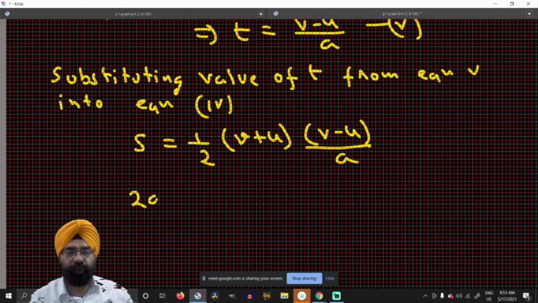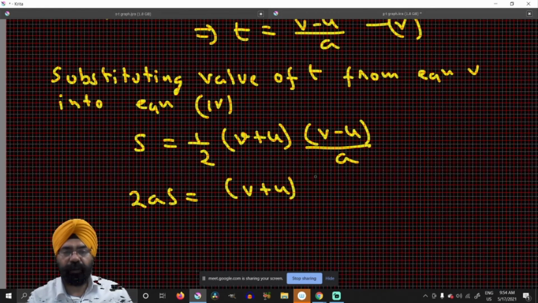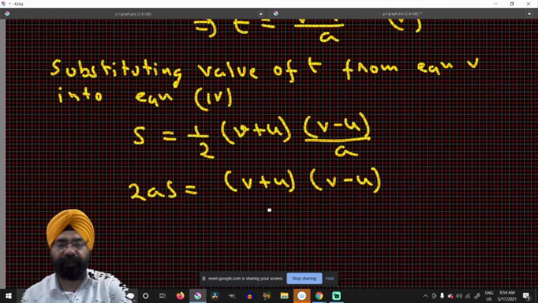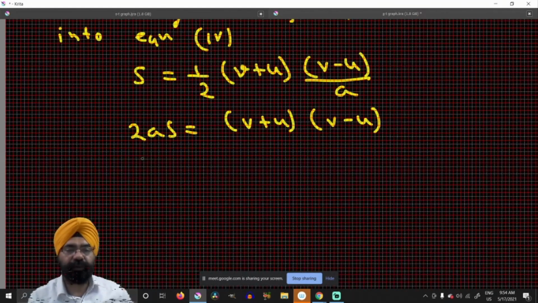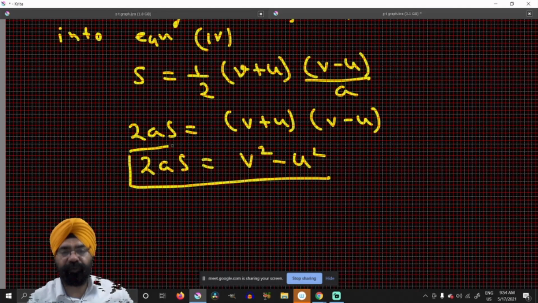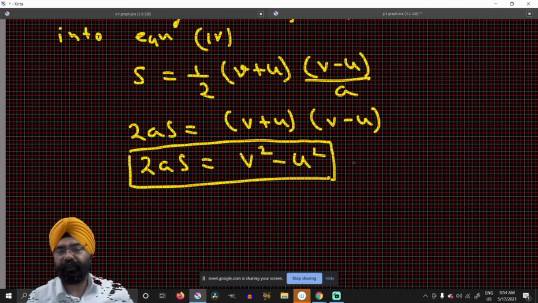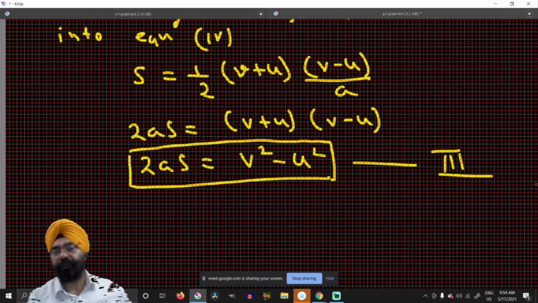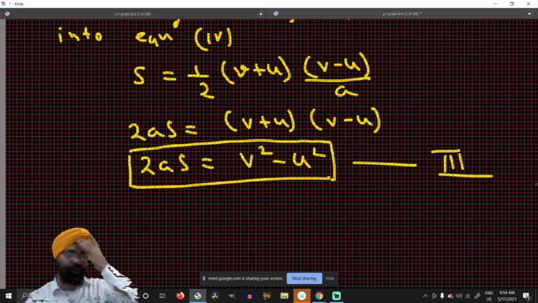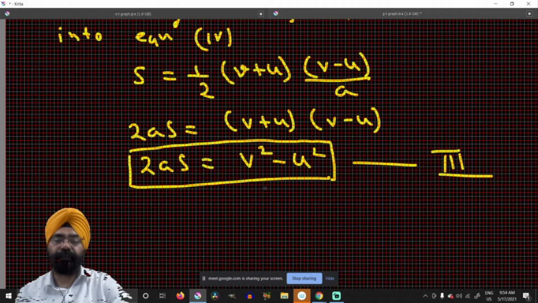It becomes 2AS is equal to (V plus U) into (V minus U). And all of you know the identity: A plus B into A minus B is equal to? A square minus B square. So it becomes V square minus U square, and that is what we wanted. So we have arrived at our third equation. Clear? Yes, sir. Everybody understood? Great.